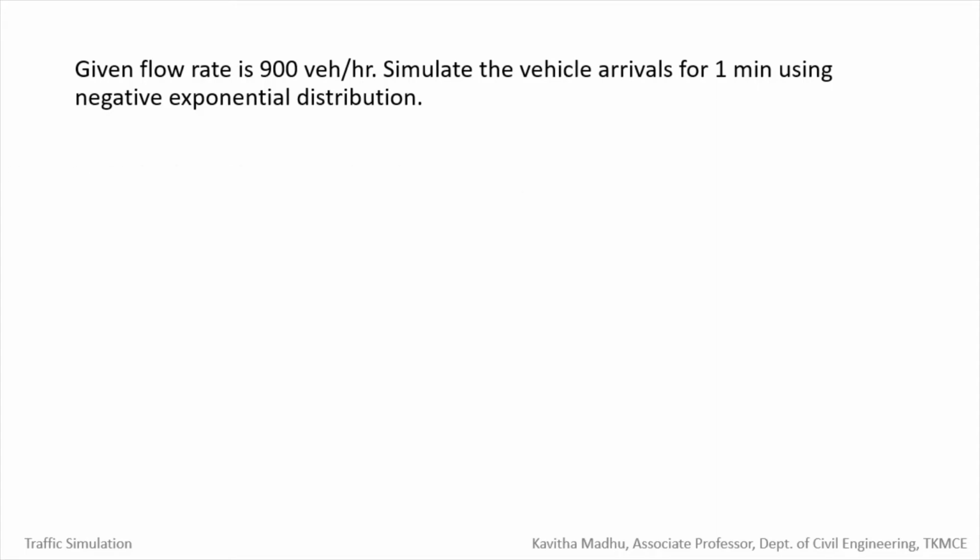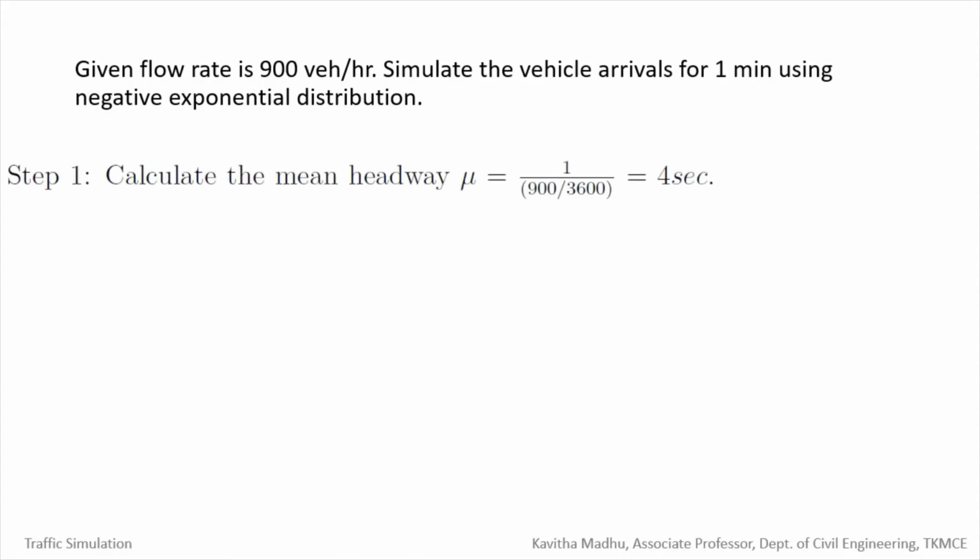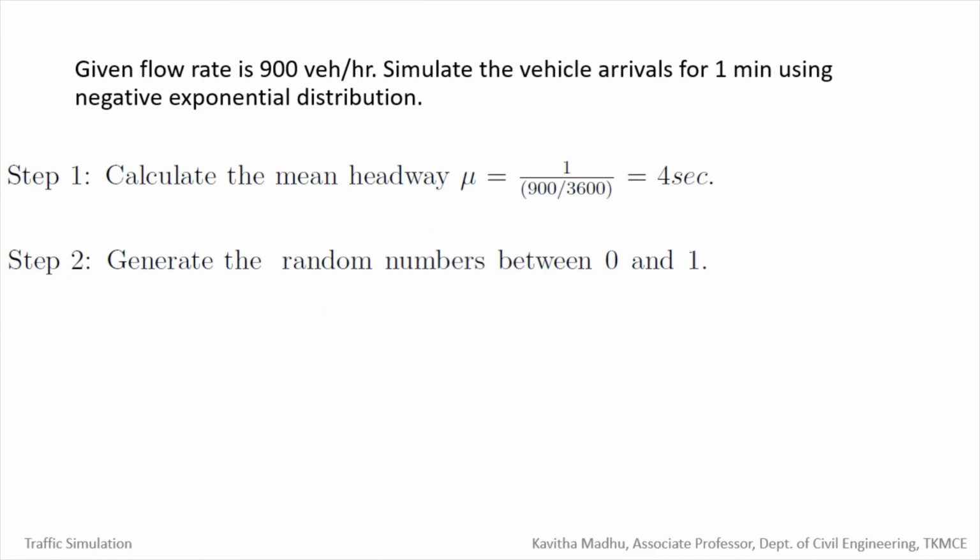So the first step involved here is to calculate the mean headway. In an hour, 900 vehicles are coming, so what is the headway between them? The mean headway becomes 4 seconds. And the next step is to generate random numbers. If I am asking you to give me a random number, you can simply say one. But that's not the case with computers because they work in a predictable manner. We are giving some instructions or algorithms, and accordingly it will be predicting.